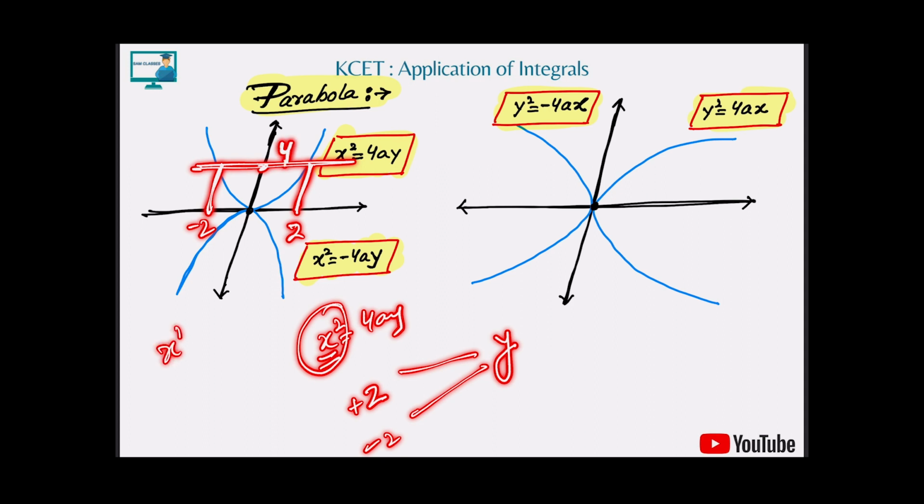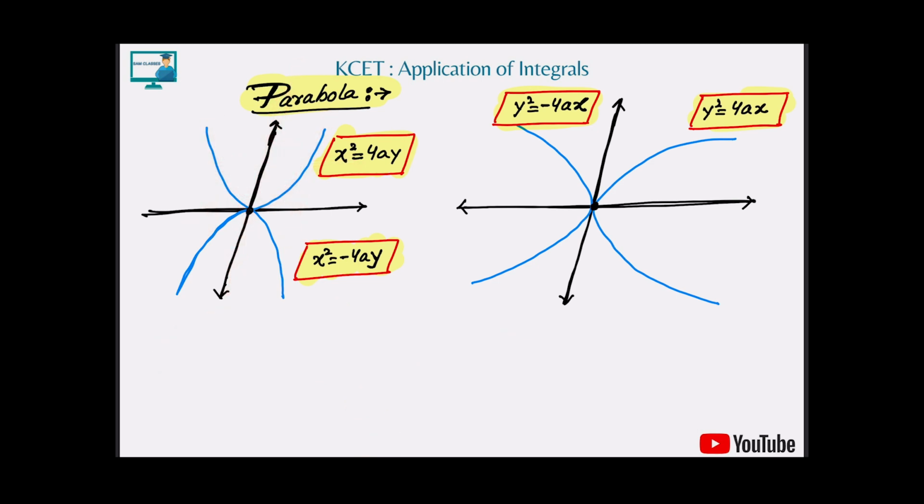So whenever I have the equation x square is equal to 4ay, it will be an upward parabola and it will be symmetrical about the y-axis. It means if I draw a line along y, it will cut the graph into two equal parts. Correct? Now if it is positive, it will be an upward parabola. If it is negative, it will be a downward parabola. That's it. Clear? So the moment I have x square is equal to 4ay, it will be an upward parabola like this. Clear?